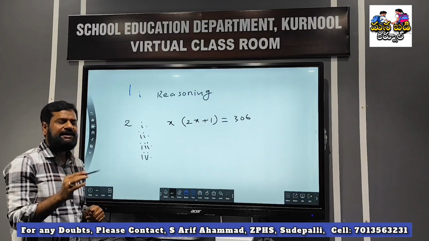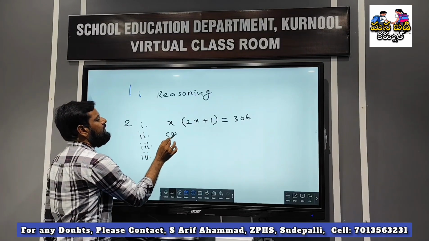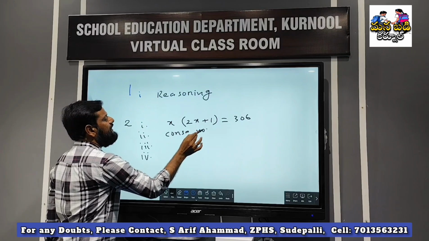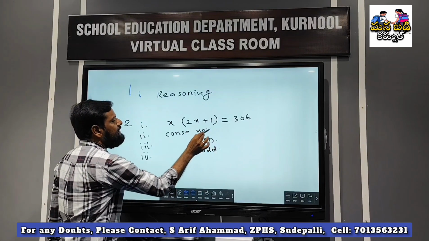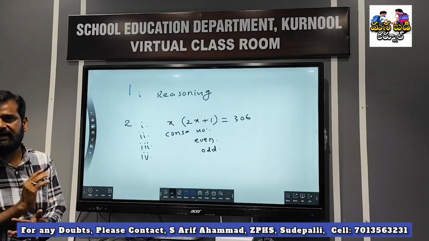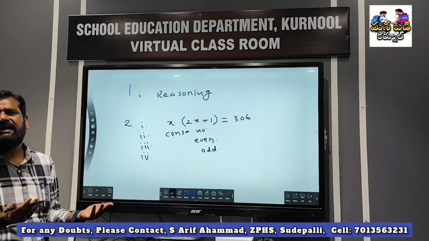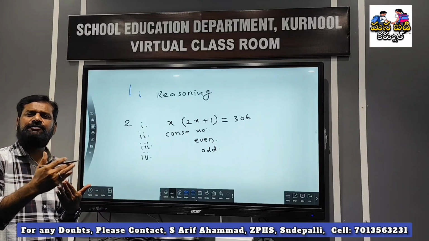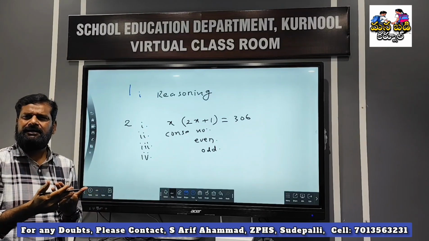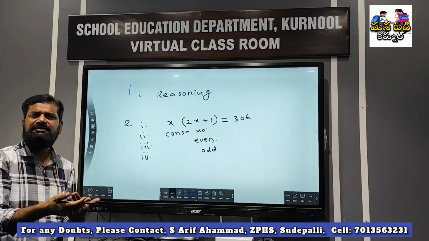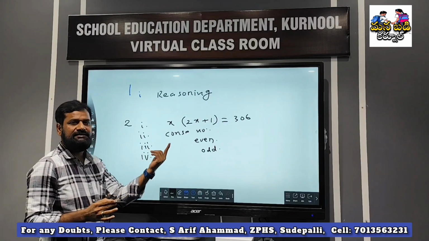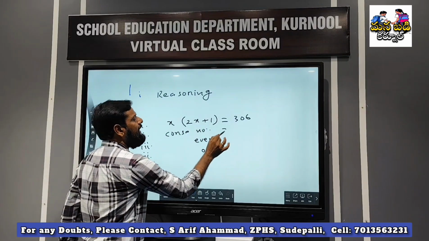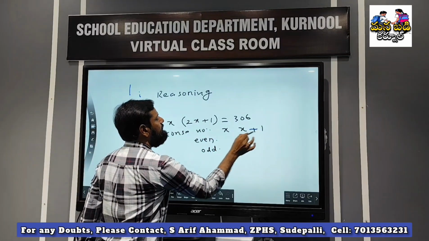Second model, consecutive numbers. So consecutive numbers, consecutive even numbers, consecutive odd numbers. These 3 concepts students should learn. What is meant by consecutive numbers? The numbers which follow immediately one after another. 2, after 2, 3 will come. 3, after 3, 4 will come. These type of numbers are consecutive numbers. Consecutive numbers are obtained by adding 1 to their previous number.